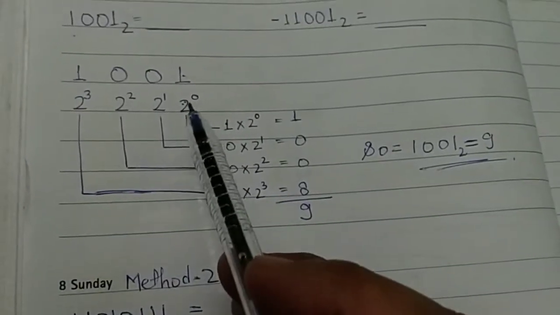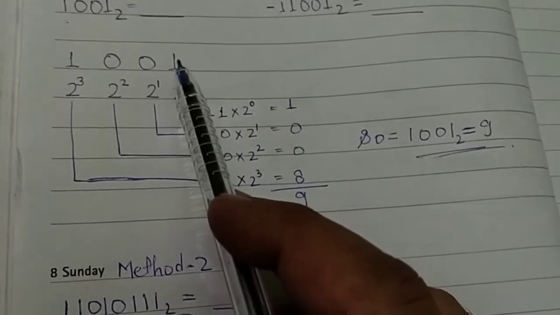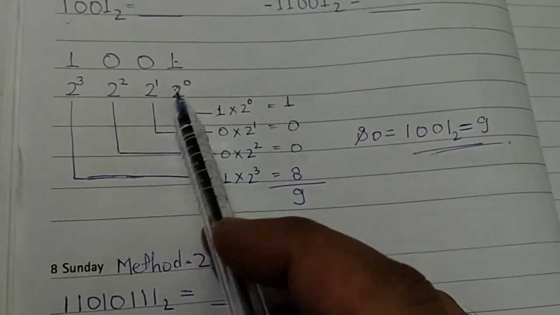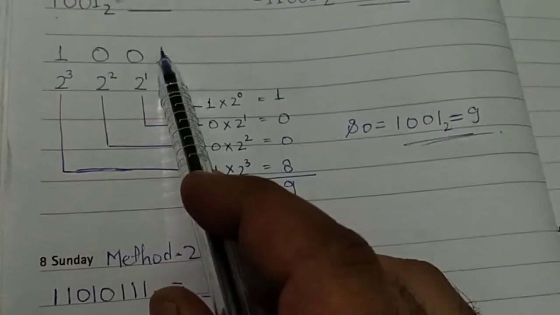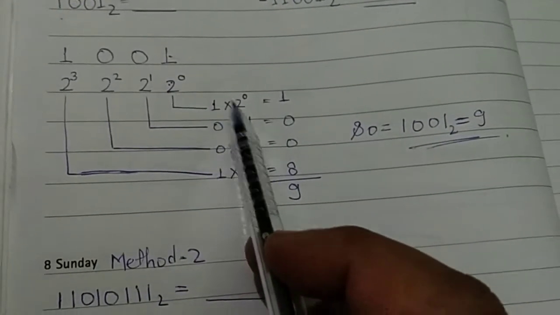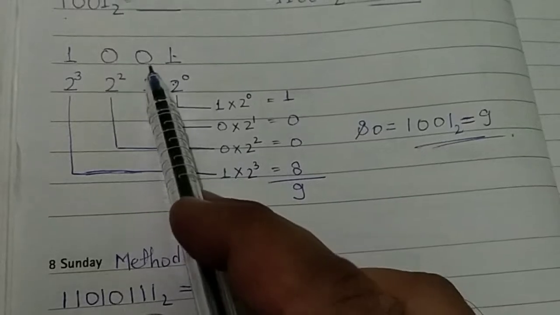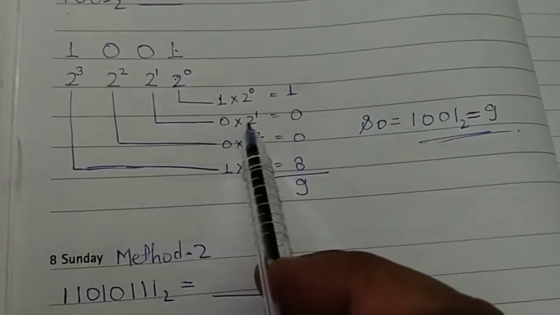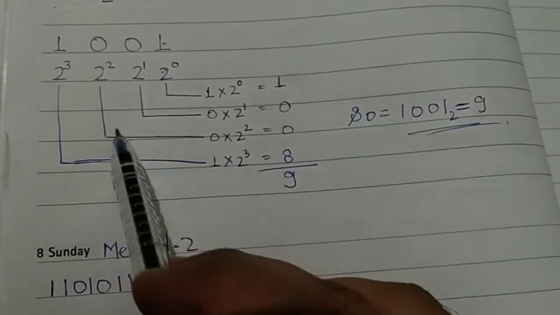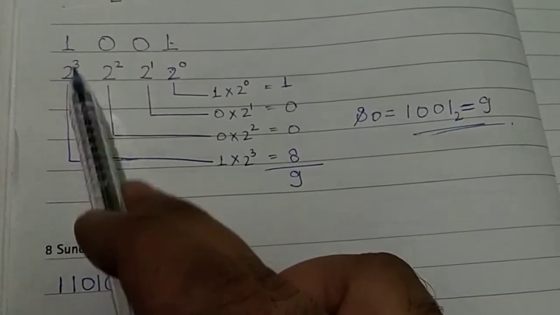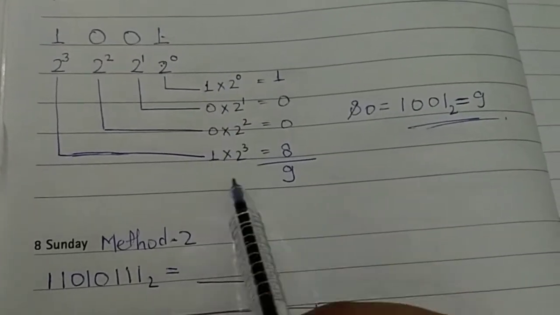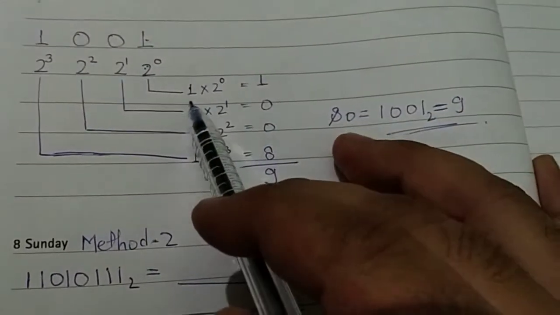Now after writing this, you have to multiply the binary numbers with the base value and the power. So you will multiply 1 into 2 to the power 0. In the same way, you are going to multiply these values also. So 0 into 2 to the power 1, 0 into 2 to the power 2, 1 into 2 to the power 3. After doing this, we are going to multiply these values.